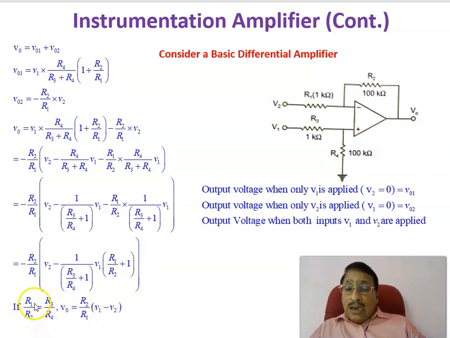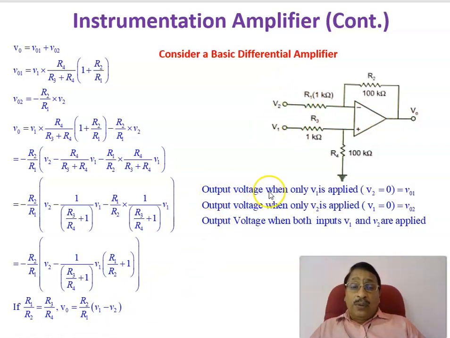Now if R1 by R2 equals R3 by R4, substituting that in this equation, the output voltage is equal to R2 by R1 into V1 minus V2. So the output voltage is R2 by R1 into V1 minus V2, provided R1 by R2 equals R3 by R4. That is the output voltage here when both inputs are present.